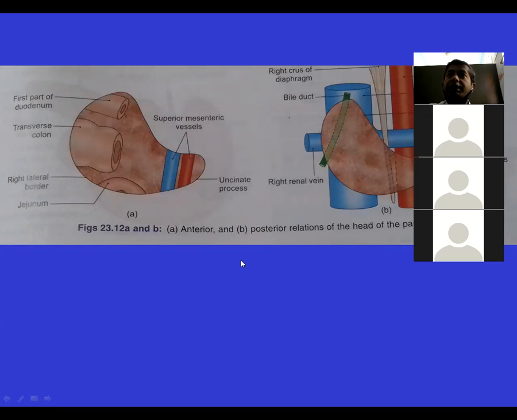So remember here, the head of the pancreas is having three borders: superior, inferior, and the right lateral border. And all these borders are related with the duodenum, first, second, and the third part of the duodenum. And these are the two surfaces, the anterior surface and the posterior surface. Anterior surface is related with three structures: first part of the duodenum, jejunum, and the transverse colon. Whereas the posterior surface is related with the inferior vena cava, then the bile duct, and the right crus of diaphragm. Now we'll go to the next part.